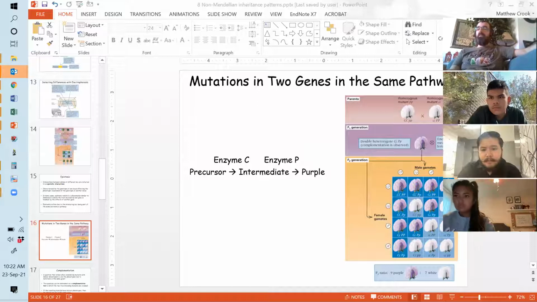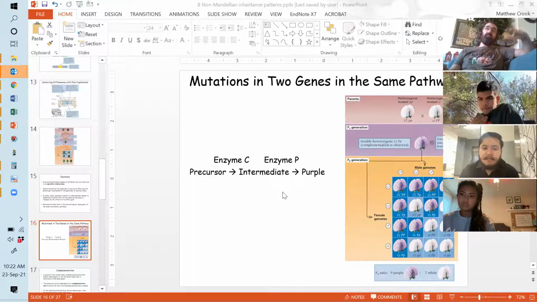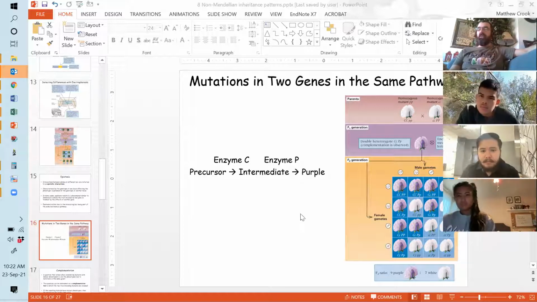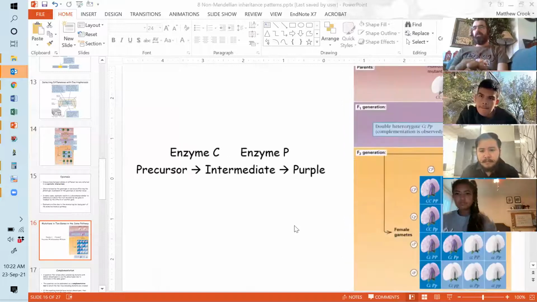So if you have a functioning allele, a dominant allele for both genes, both enzyme C and P, you'll get purple. Right. However, if you're homozygous recessive for either of these, that phenotype masks the genotype you have for the other gene. So let's blow this up a touch.